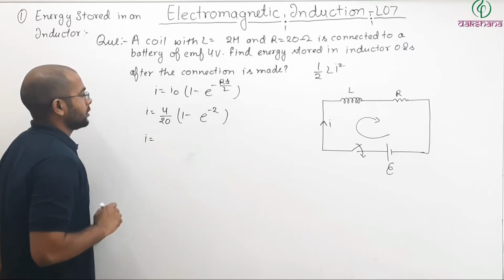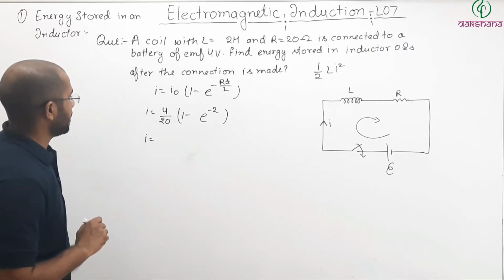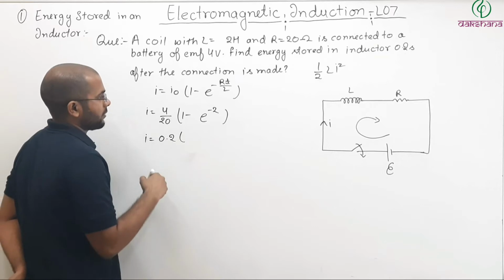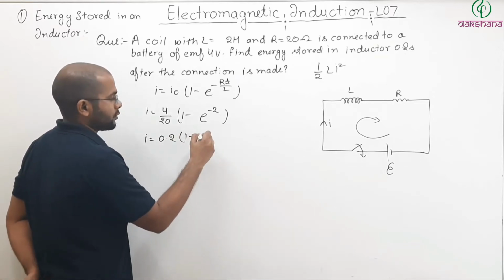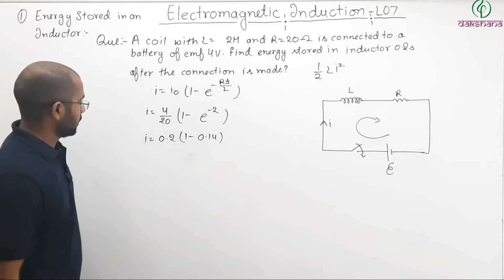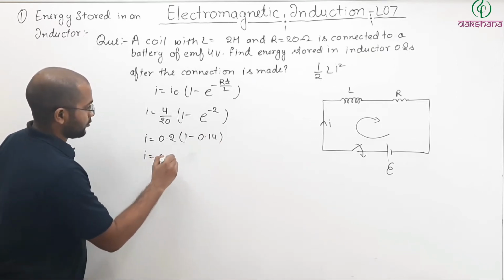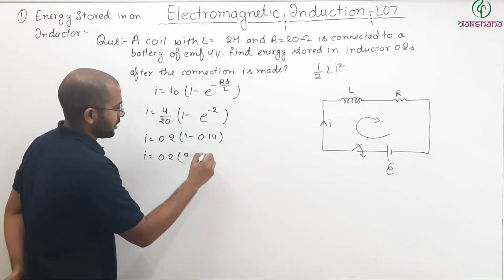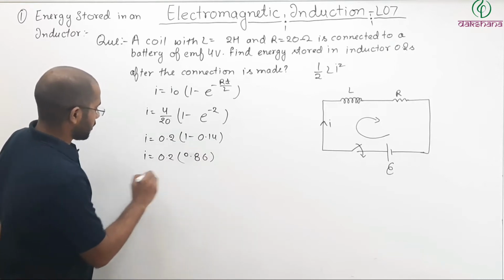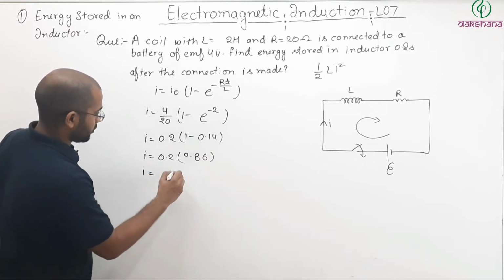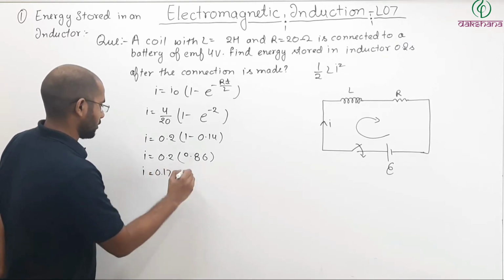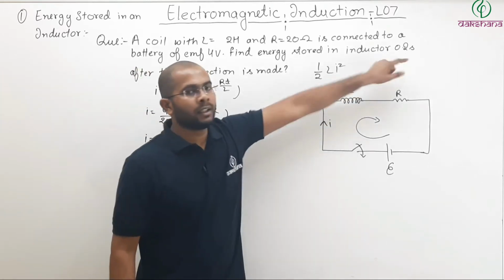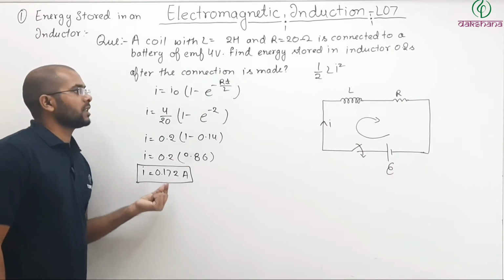So I will be equal to 4 by 20. 4 by 20 will be how much? 0.2. So 4 by 20 is 0.2. 0.2 multiplied by 1 minus e to the power minus 2, which is approximately 0.14. So I will be equal to 0.2 times 1 minus 0.14, which is 0.86. And if I solve this, I get I approximately equal to 0.172 ampere. So your current at 0.2 second through this circuit is 0.172 ampere.